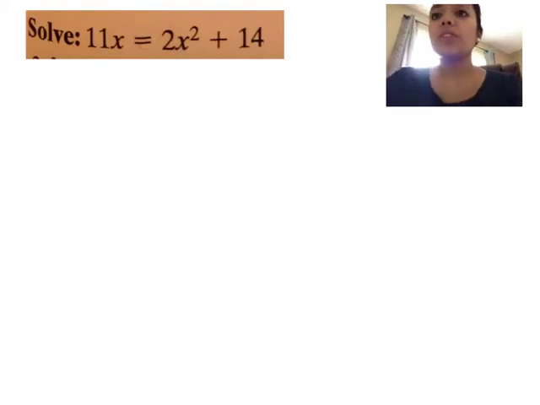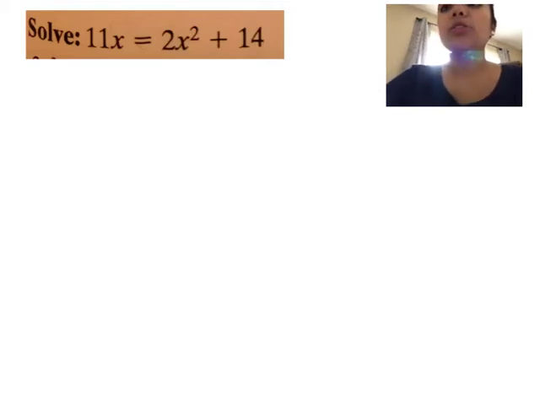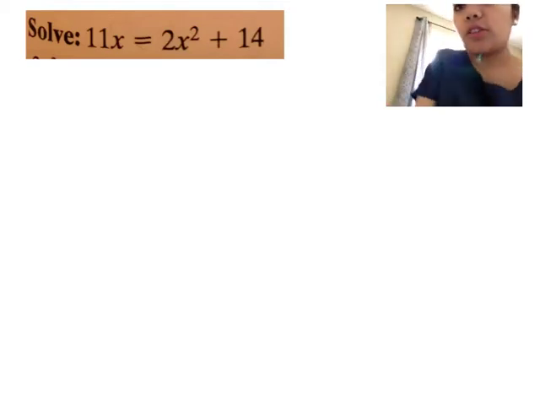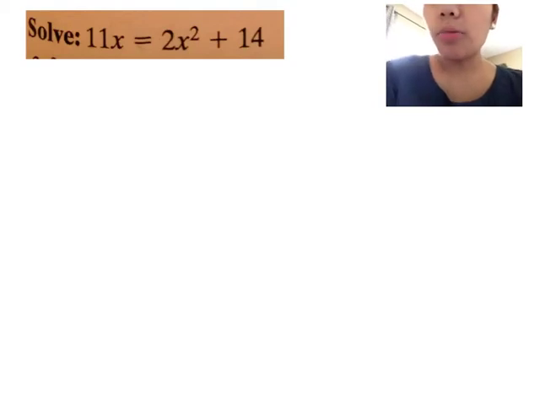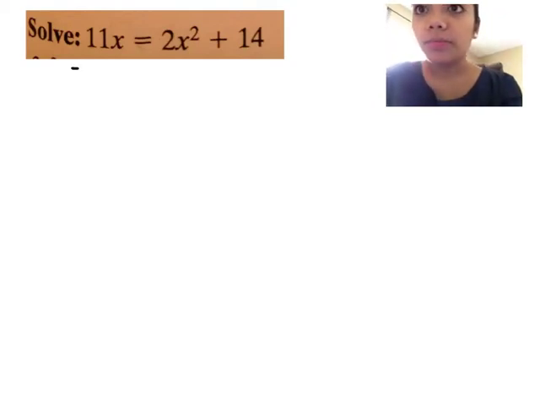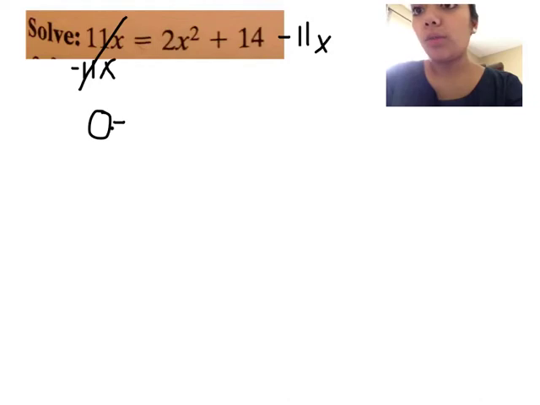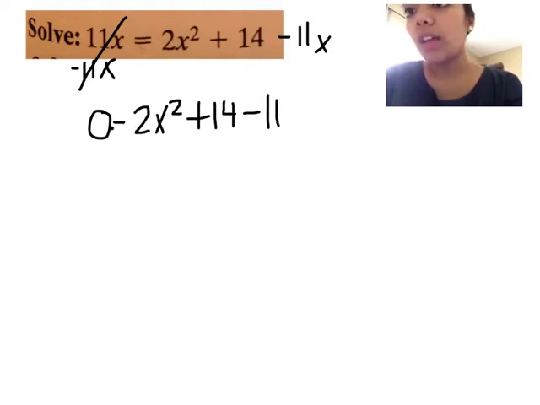Okay, so solve 11x equals 2x squared plus 14. What I would like you to do is pause this video, and I want you to have it to where it's equal to 0. Okay, so you should have paused it, and you should have subtracted 11x from both sides, so minus 11x. This goes away, and then you are left with 0 equals 2x squared plus 14 minus 11x.